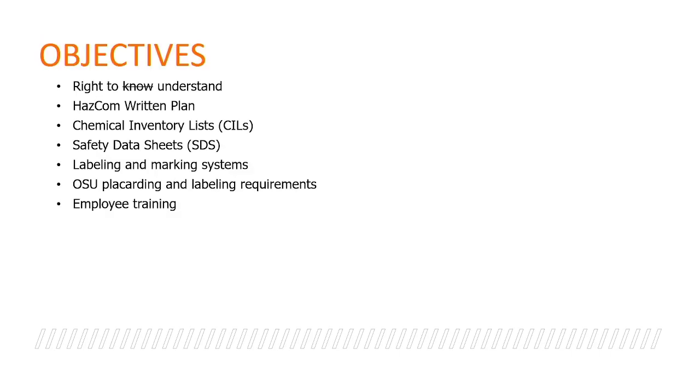We've talked about the objectives. We've talked about the right to understand. We've talked about the HazCom written plan. We've also discussed the chemical inventory list. We've discussed the safety data sheets. We've talked about the labeling and marking systems. The other thing, too, that we have covered and talked about is the placarding and labeling requirements, not only outside the main entrance of the door of the laboratory, but also on the door itself, what you have to have before you enter that location. And the other thing, too, is the employee training. We have covered all those objectives during this period of time.